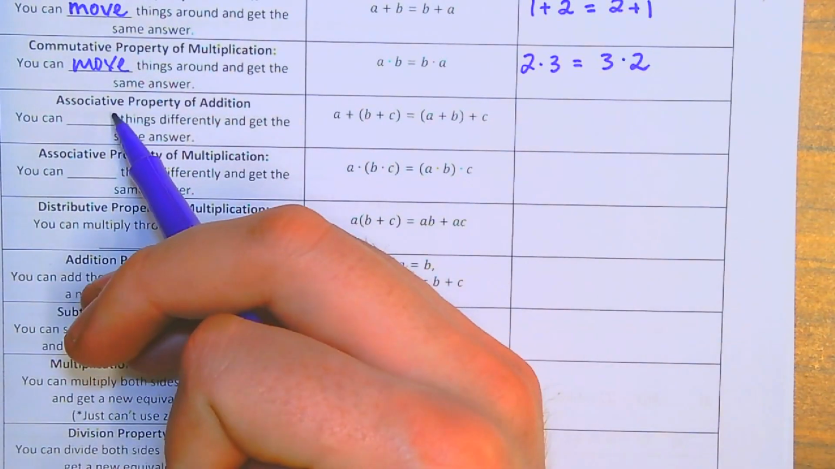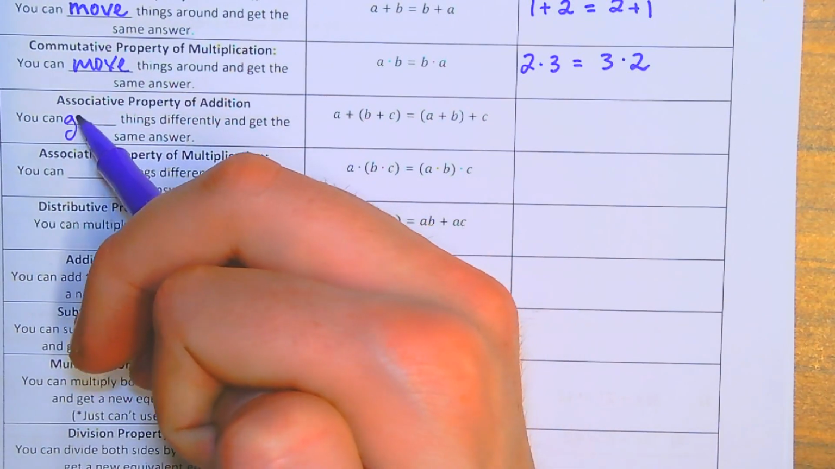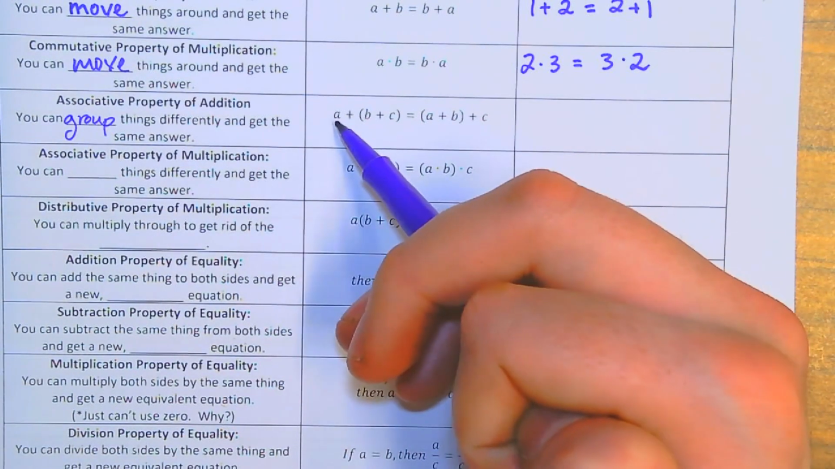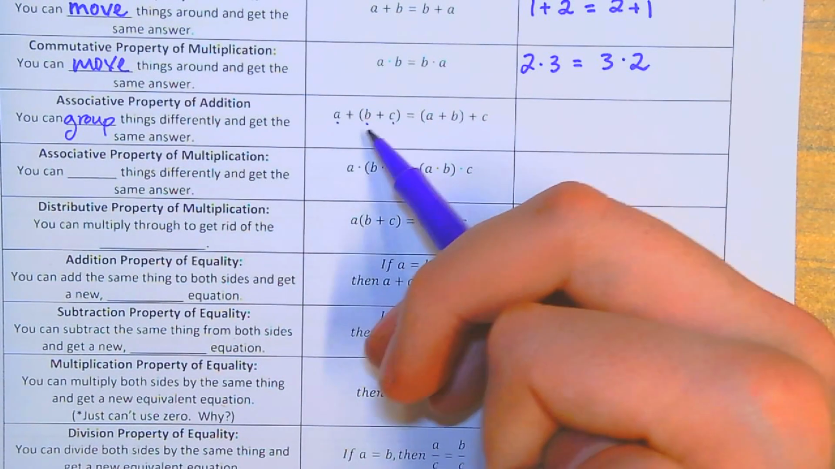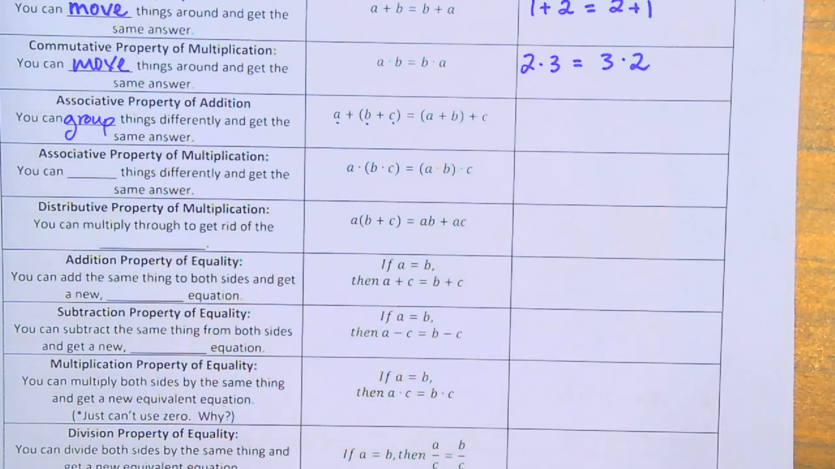So, next one is the associative property of addition. You can group things differently and get the same answer. So what they basically say is that we have 3 letters here, A, B, and C, and if I group B and C together, it's the same thing as if I grouped A and B together.